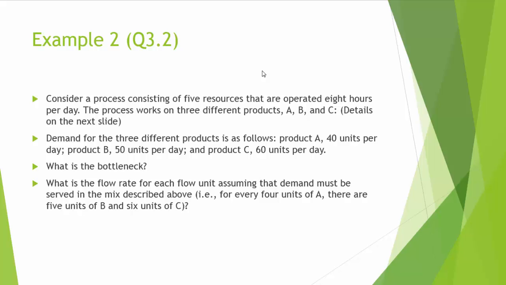Demand for the 3 different products is as follows. Product A, 40 units per day, product B, 50 units per day, and product C, 60 units per day. And we would like to answer the following 2 questions. A, what is the bottleneck? And B, what is the flow rate for each flow unit, assuming that demand must be served in the mix described above? That is, for every 4 units of A, there are 5 units of B and 6 units of C.